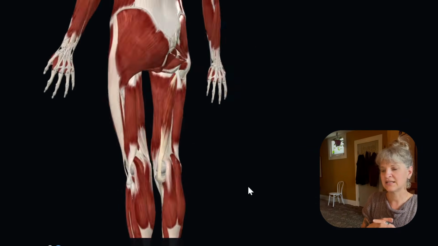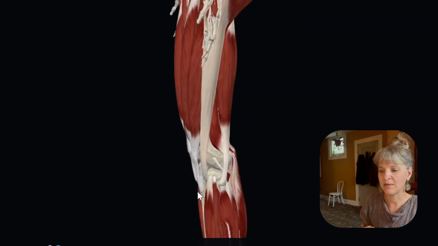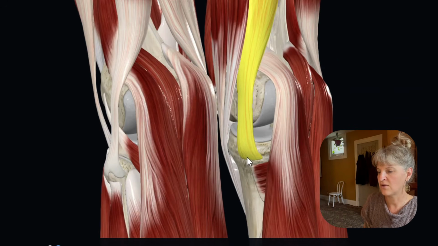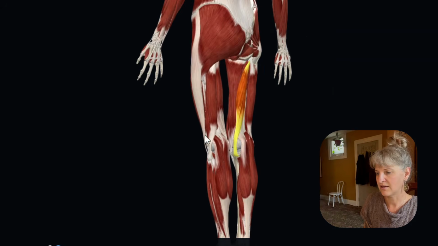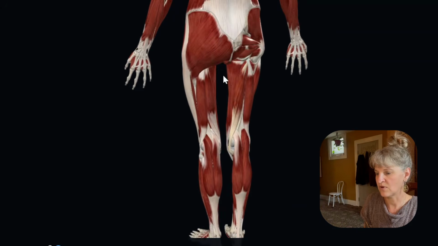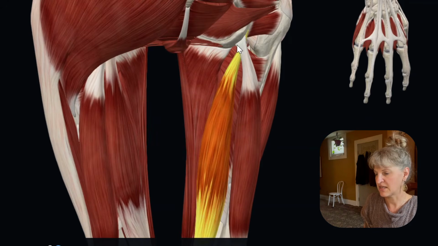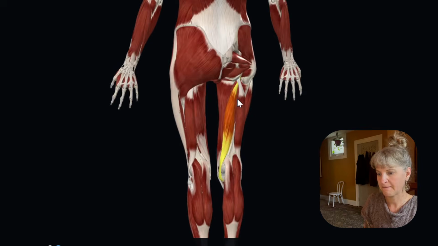Instead, its insertion is going to be at the posterior medial condyle of the tibia. So right all the way on the outside, right here. And its origin, of course, is at the ischial tuberosity, just medial to the semitendinosus attachment. Now we're going to be talking about the adductors.